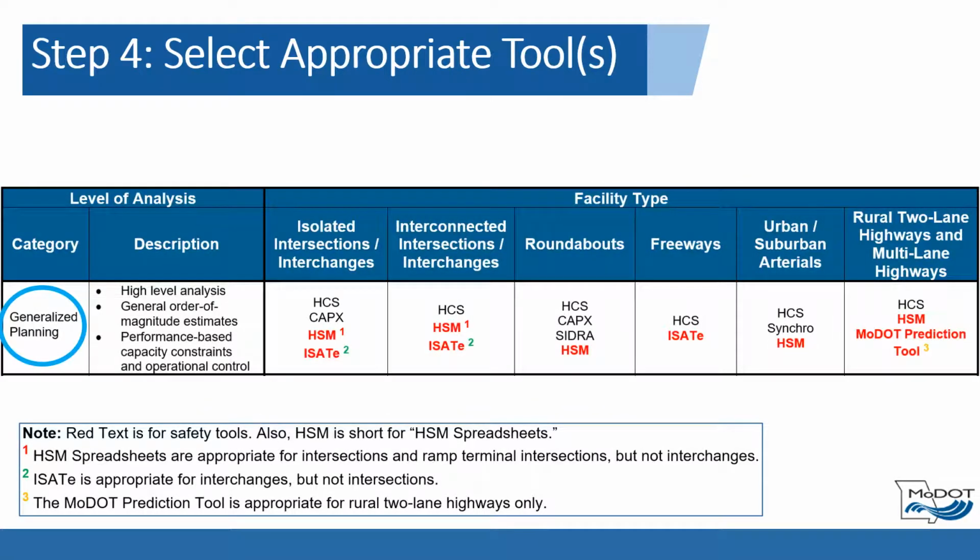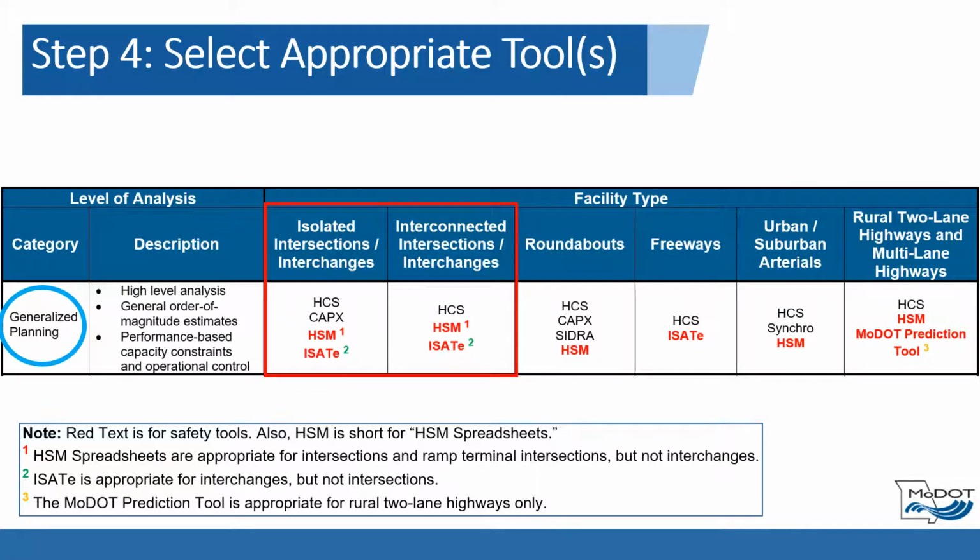This table displays tools the user should consider based on facility type during the generalized planning phase of the project. Notice that analysis tools are listed in black text, such as HCS and CapEx, while the safety tools are listed in red text, such as HSM and ISAT-E.